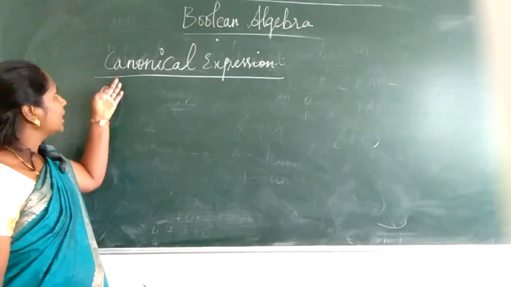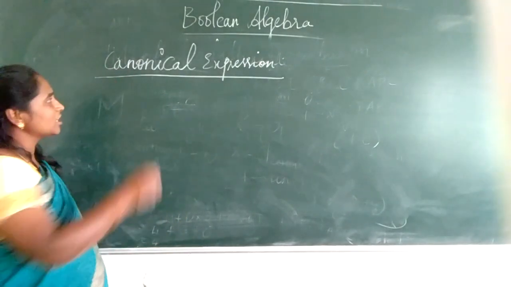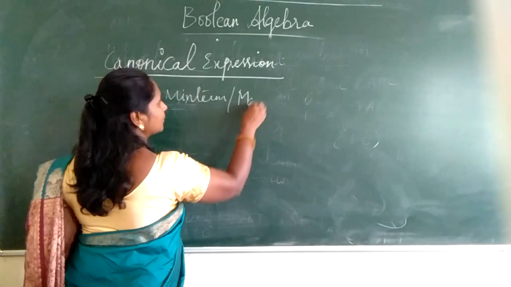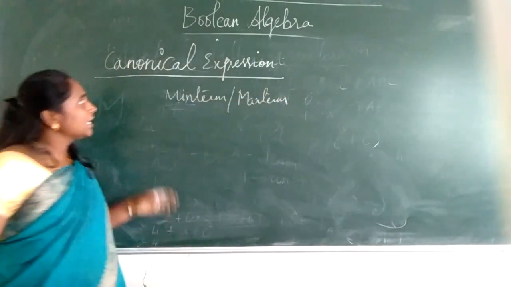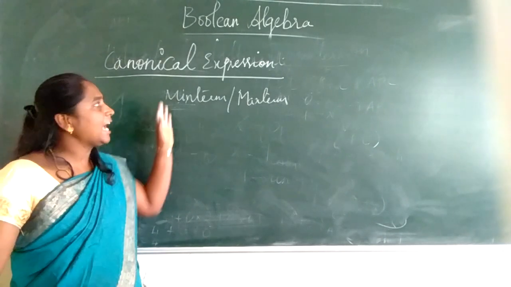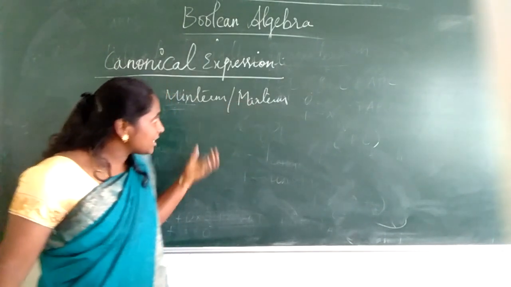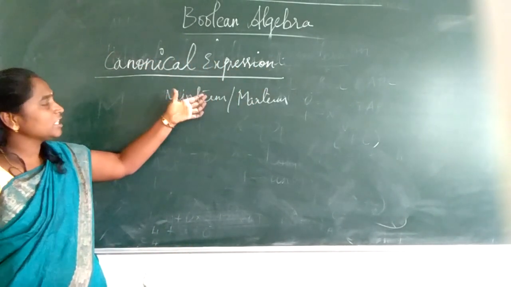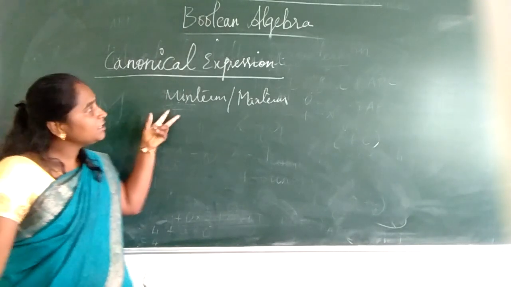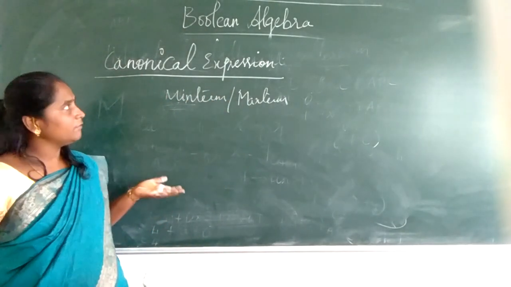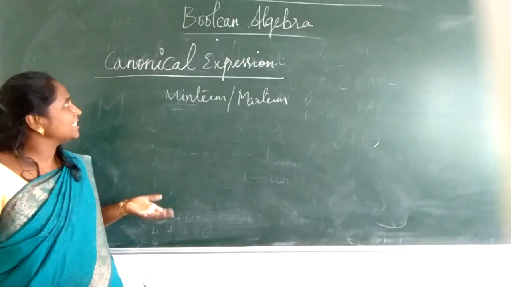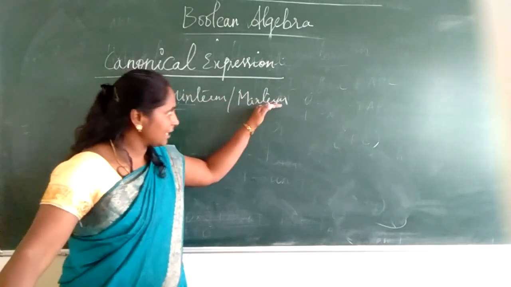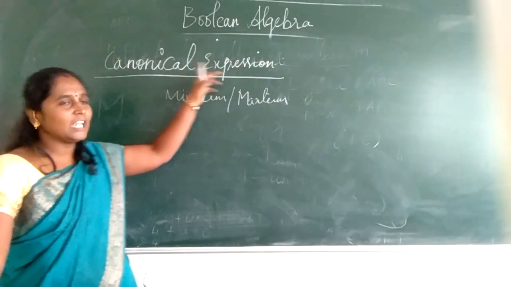The next topic is canonical expression. A canonical expression can be represented either as min-term or max term. In other words, a canonical expression is composed entirely either of min-terms or max terms. Such an expression we call the canonical expression.